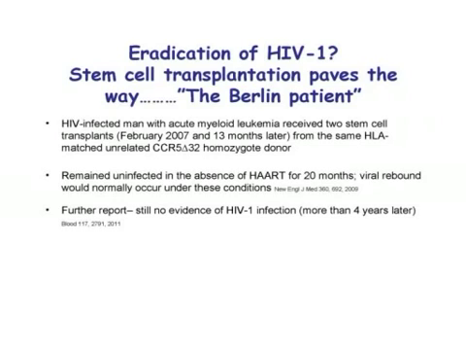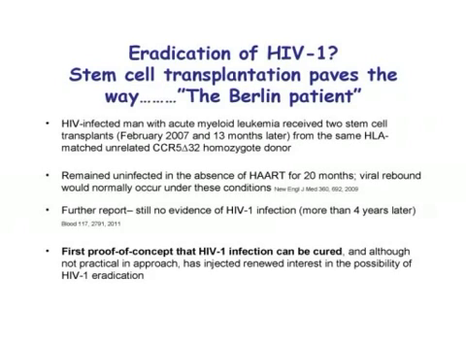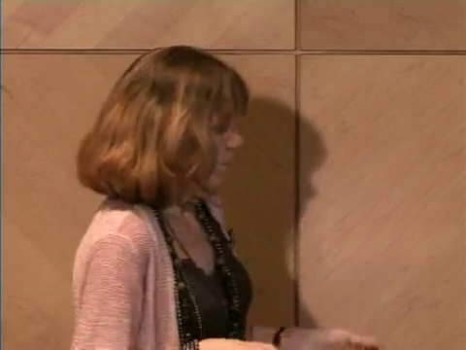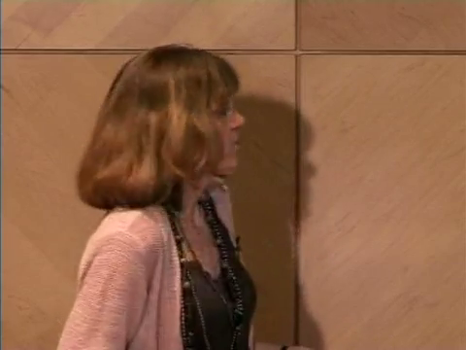A further report, which has just come out now in April of this year in Blood, showed still no evidence of HIV infection, and this is now more than 4 years later. So this is considered as the first proof of concept that HIV can possibly be cured, and although it's not practical in approach, it has injected renewed interest into the possibility of HIV eradication. And I know there are a lot of questions around, even though some virus is undetectable, is it truly not there? And I think obviously this is going to have to stand the test of time to see how long there are no signs of infection and if that holds true.